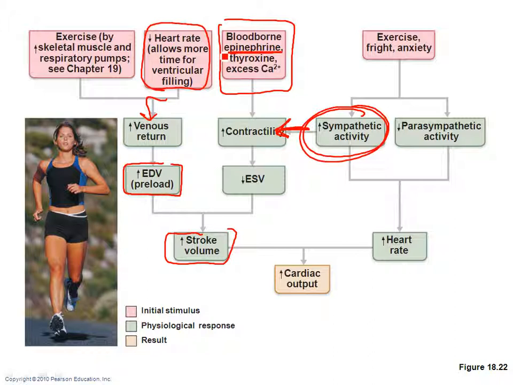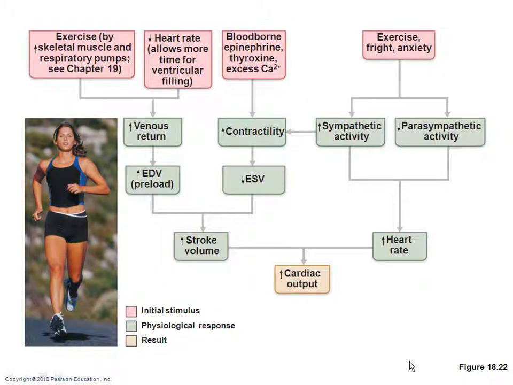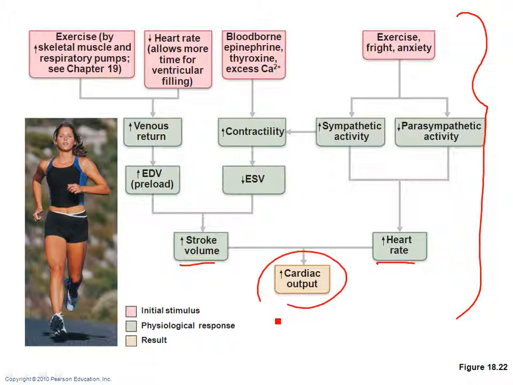But then the hormone epinephrine released by the adrenal glands, you'll be learning about that in Unit 2, will stimulate increased contractility. Same thing with thyroxine, the thyroid hormones, and excess calcium ions in your body fluids will also increase contractility. So be sure you check this diagram out in your textbook and make sure that you understand all of these things that you see here and why they are leading to increased stroke volume, increased heart rate, and finally increased cardiac output.